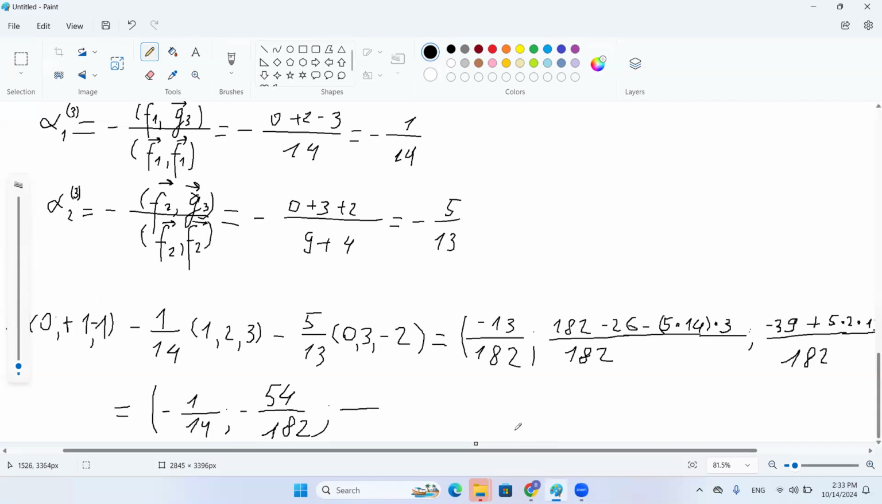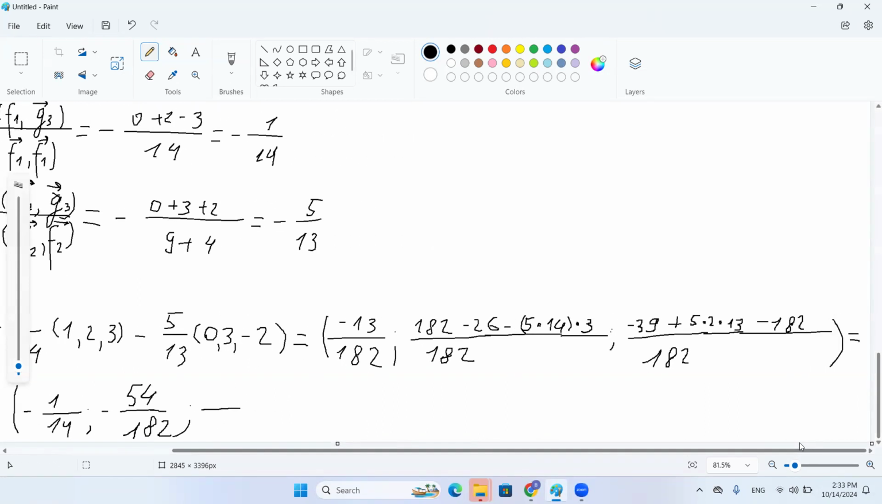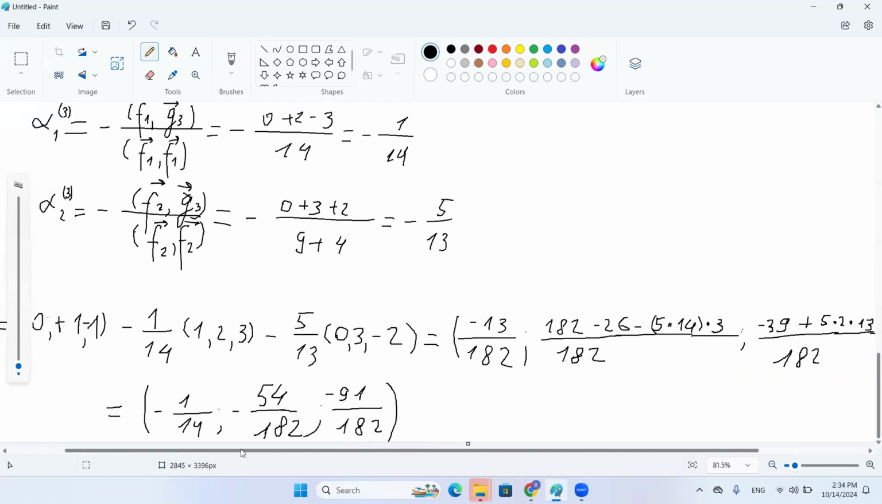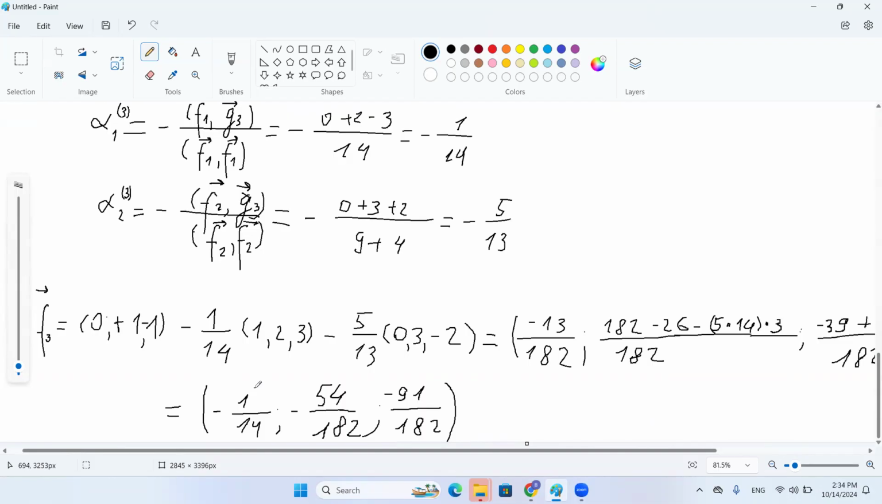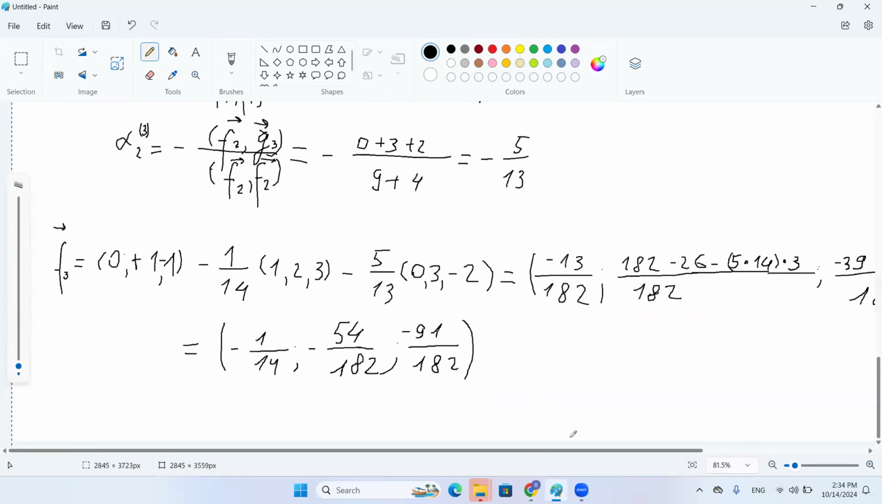Then minus 39 plus 130 and minus 182, minus 91. Oh, one second. So maybe I guess that this answer is correct. I hope. Anyway. Okay, now we need to verify that f3 is the correct vector.